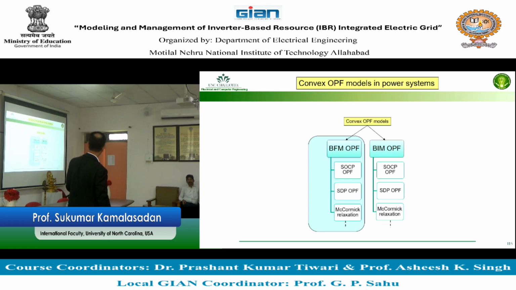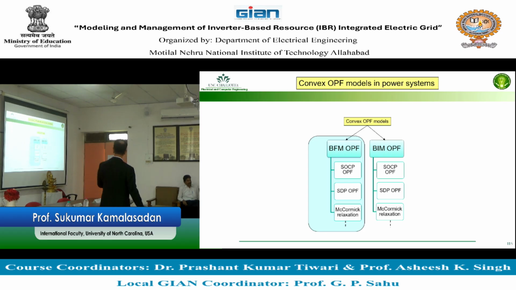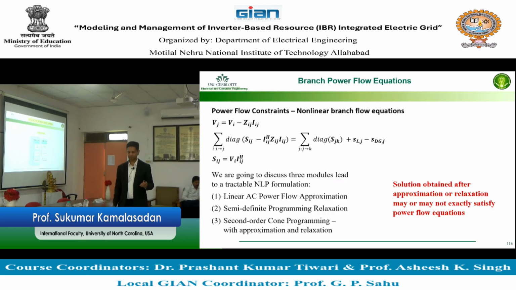The other type of convex optimization runs into a group called SDP, semi-definite programming. You know what semi-definite means. So basically there are two different types of OPF, and there are methods to relax the problem. One of the methods used for relaxing the problem was developed by McCormick. It's called McCormick relaxation.